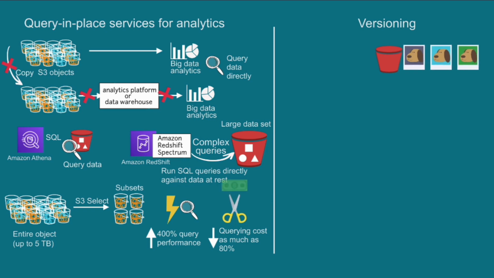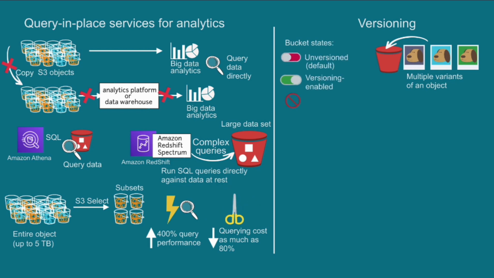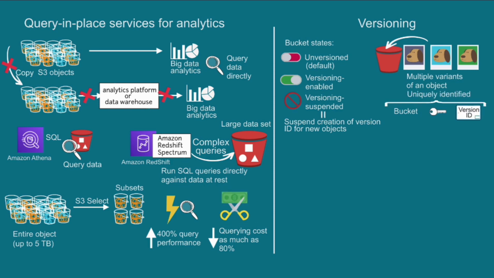Versioning is a means of keeping multiple variants of an object in the same bucket. Buckets can be in one of 3 states: unversioned, which is the default, versioning enabled, or versioning suspended. When versioning is suspended, it will suspend the creation of version IDs for new objects but preserve all the existing object versions. Once you enable versioning, the combination of a bucket key and version ID uniquely identifies each object. After the bucket is version enabled, it can never return to an unversioned state. You can, however, suspend versioning on that bucket.